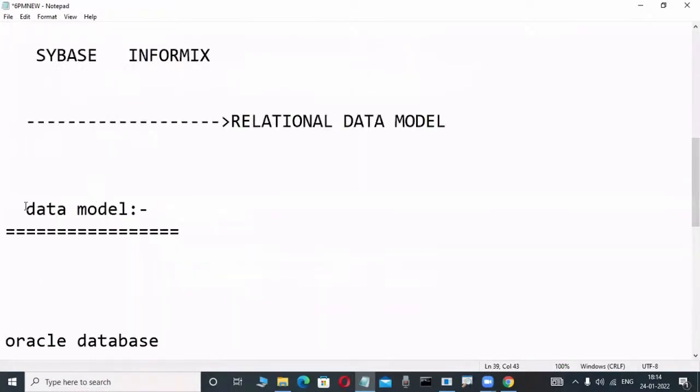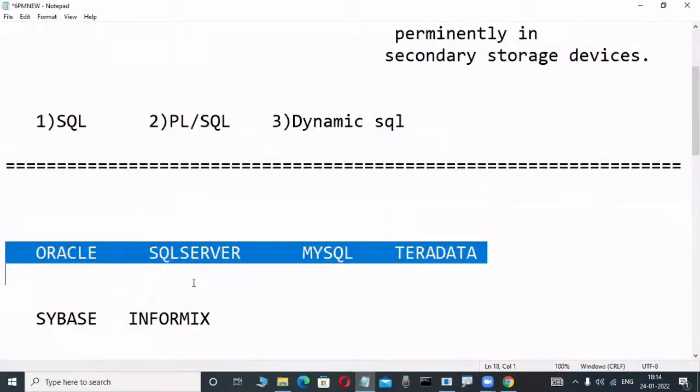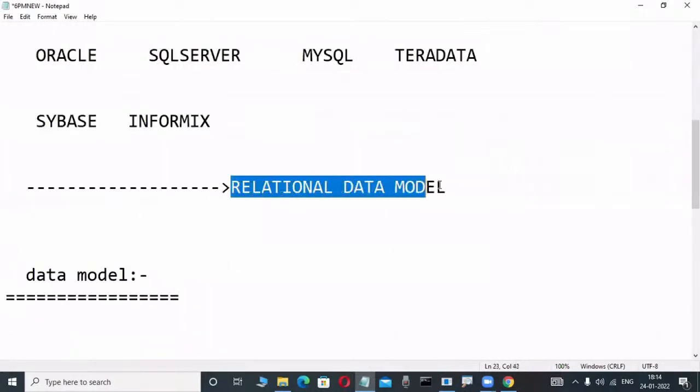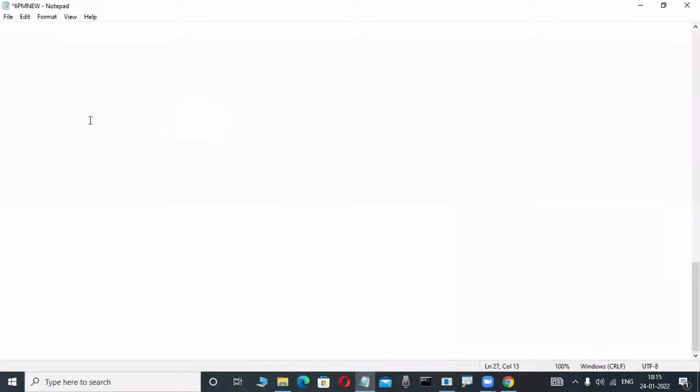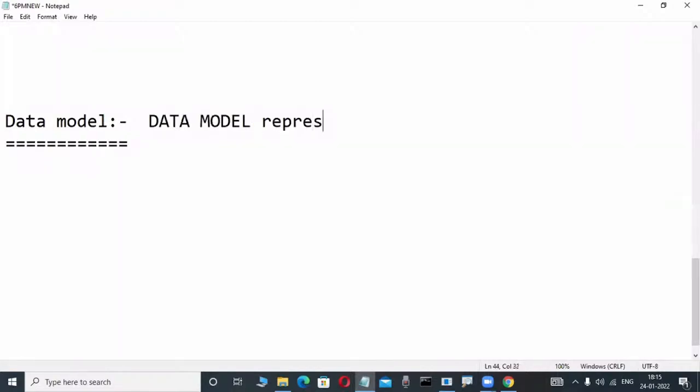What is a data model? First observe here. All these products are implemented based on which concept? The relational data model, from 1970 onwards. This is a new model, introduced by one person, and I will tell you about him. But before that, what is a data model? It is easy. Anybody have an idea? Any computer students are there, they are well-known persons. Don't write anything, these are demos. Data model represents how data is represented.